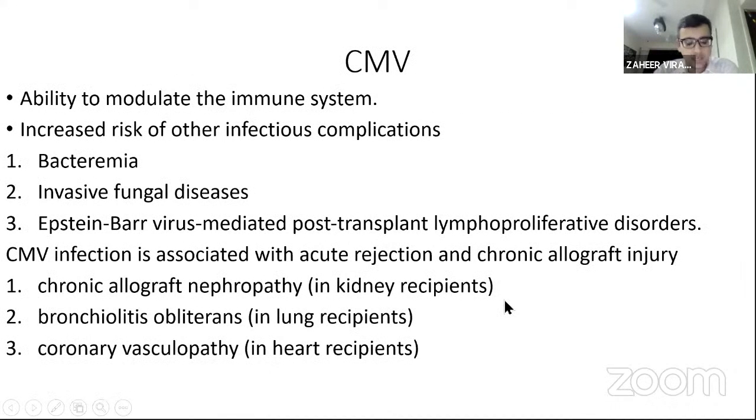So why is CMV so important? It not only itself causes problems, but it also predisposes, because it alters the immune system. So it also predisposes to bacteremia, invasive fungal infections, and EBV related post-transplant lymphoproliferative disorders. In kidney, as the majority of us are nephrologists, our main problem is that it also predisposes to chronic allograft nephropathy.